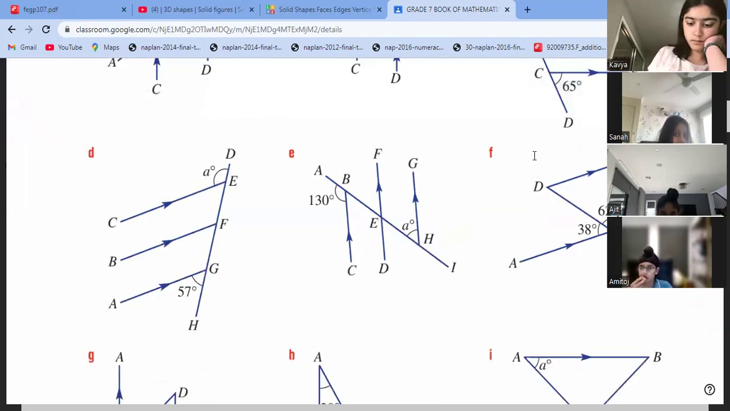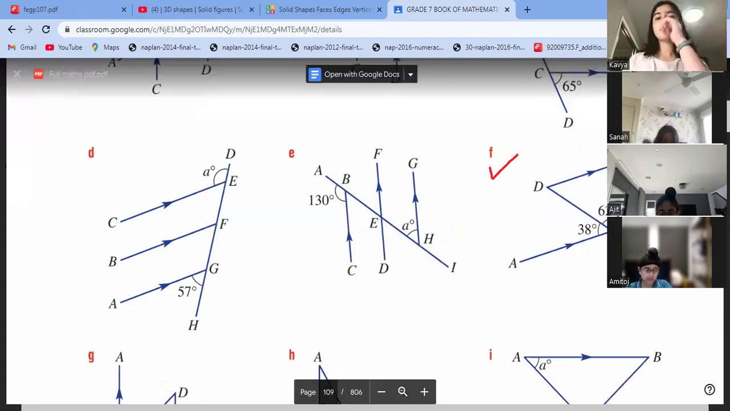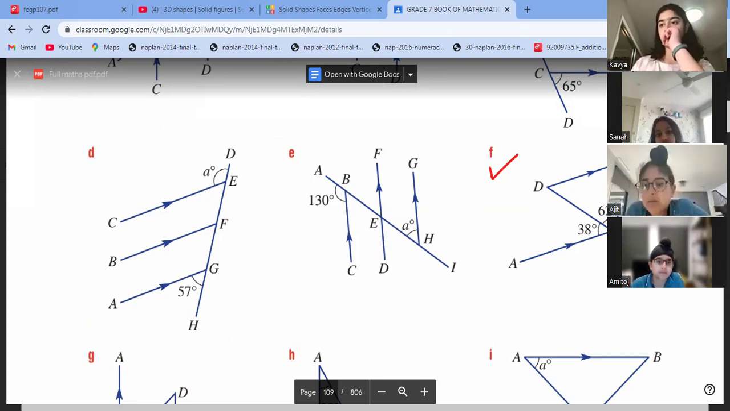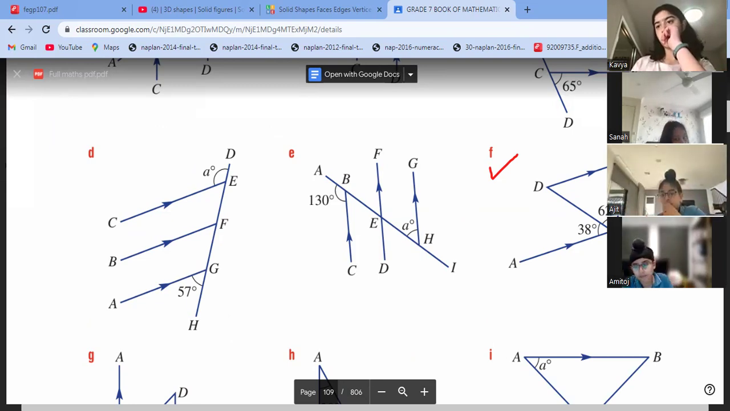Okay, do this question now yourself. This type of question right now we did. This one. Find out the value of A in it. And do it carefully. Don't do mistakes in it.